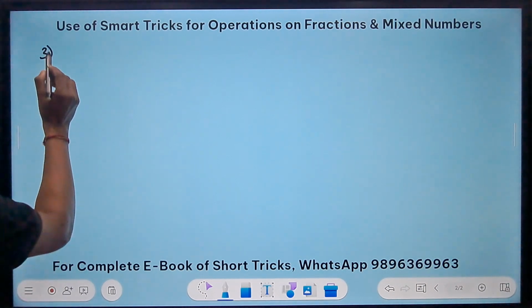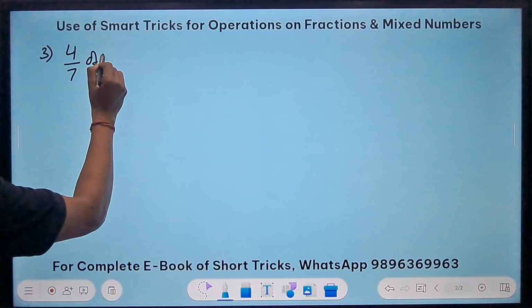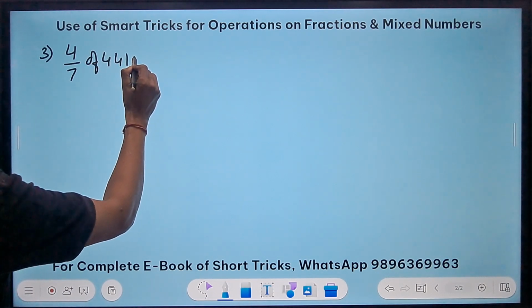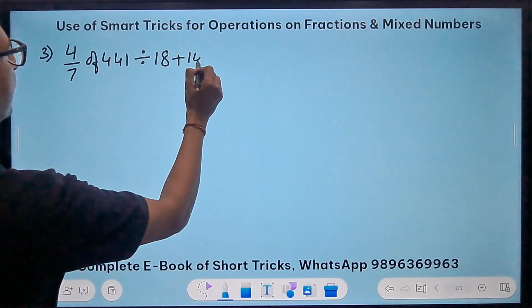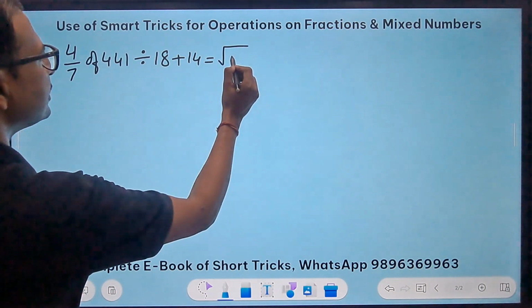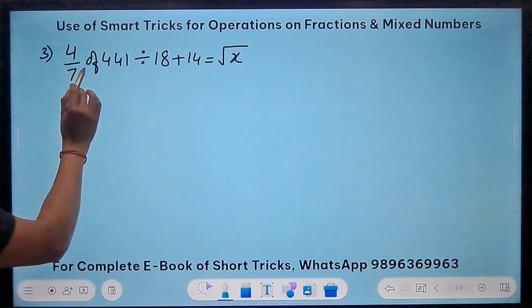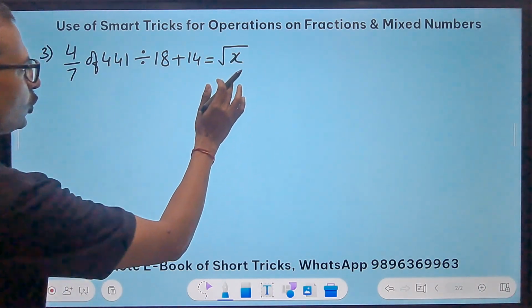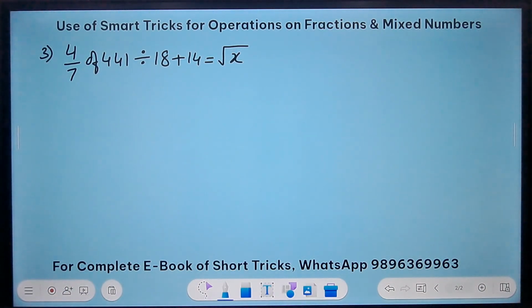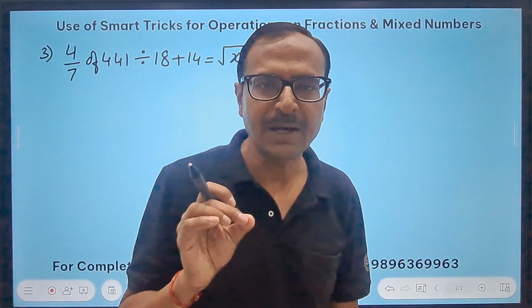So for the third question, I am taking another simple question where we have 4/7 of 441 divided by 18, and we are adding 14 to that, and we get square root of some number x, and we need to find x from this expression. Now you can see of, divide, plus, and then we have square root also. So many operations involved here, and that is why the question is tricky. Although it looks very easy, it is a bit tricky.